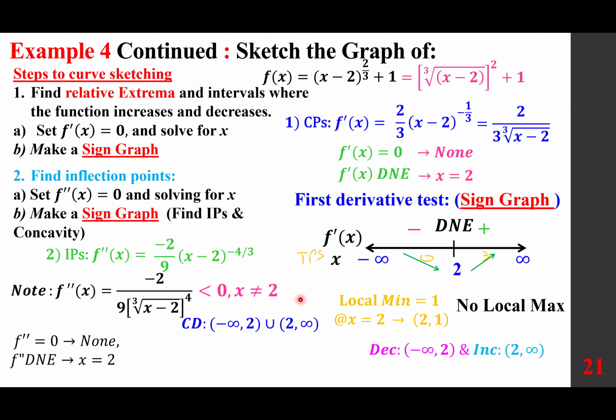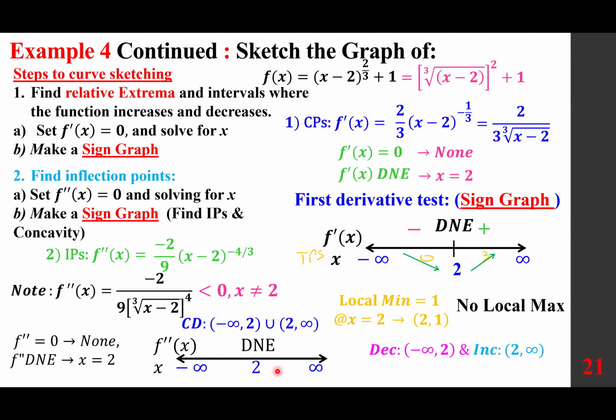If double prime is 0, there's no solution. If double prime doesn't exist, x is 2. You do the sign graph. From negative infinity to infinity, you put the 2, it doesn't exist. To the left of 2, for example, you pick 0. If you plug in, becomes negative, this makes it positive, times 9 is positive, this makes it negative.